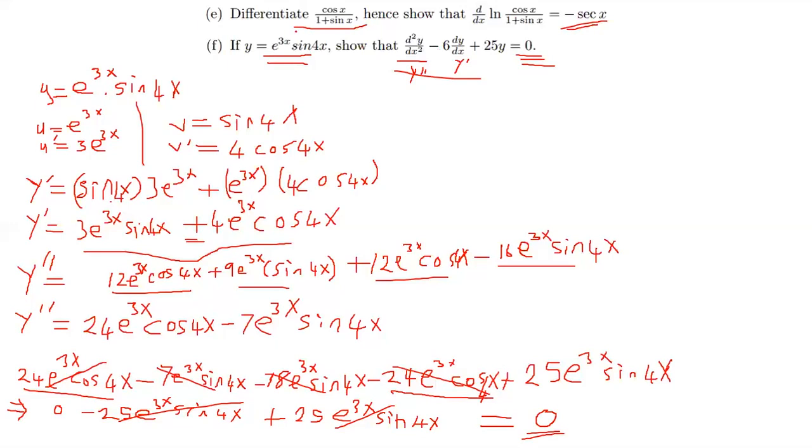I've just given you this part here to go and do, to go and prove, go and show that the ln of that will give you negative sec x.